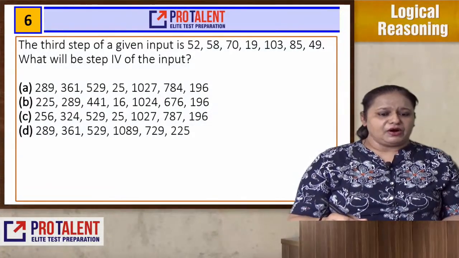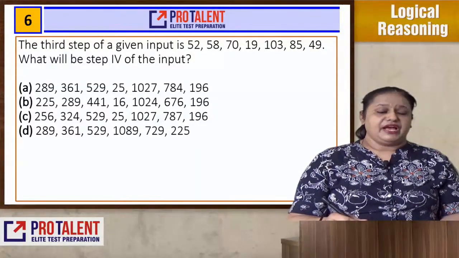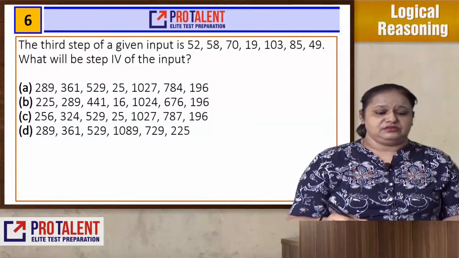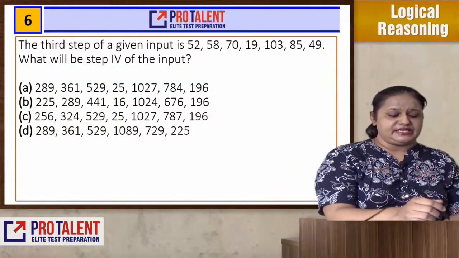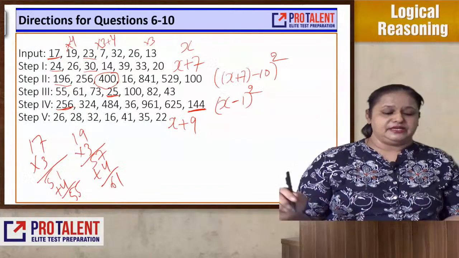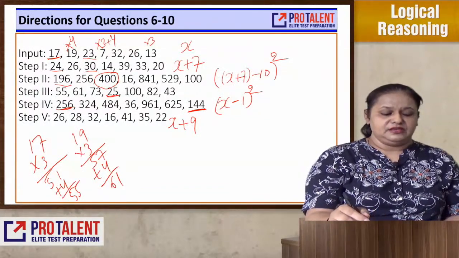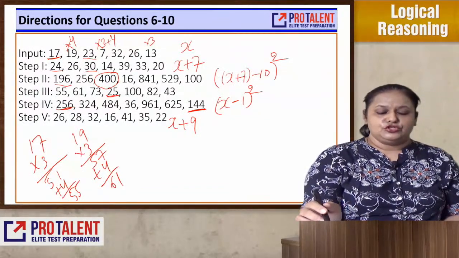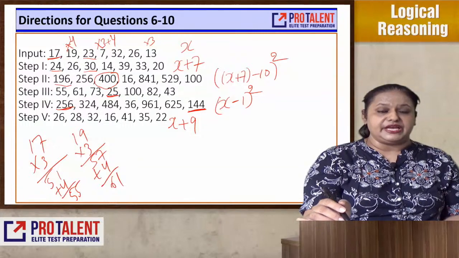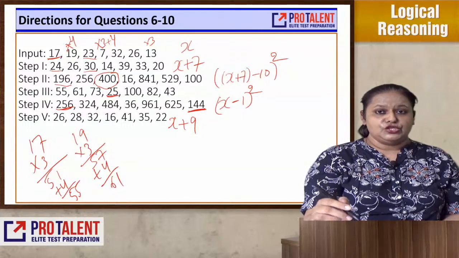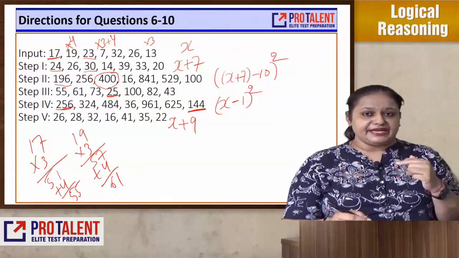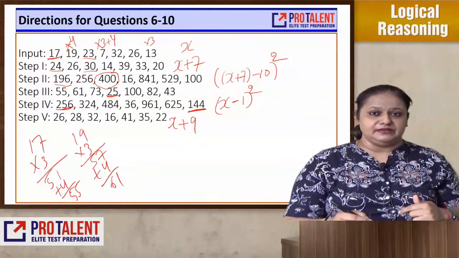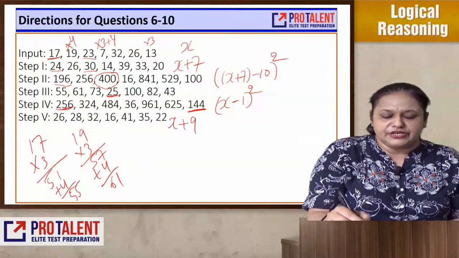So how do we go about it? From step number 3, we have to go to step number 4. Is it feasible? Let's see. Step 3 is given, and step 4. So what was step 3? It was input into 3 plus 4. So what were we going to do? We were going to get the input by subtracting 4 and dividing it by 3. See, what was the logic for step 3?